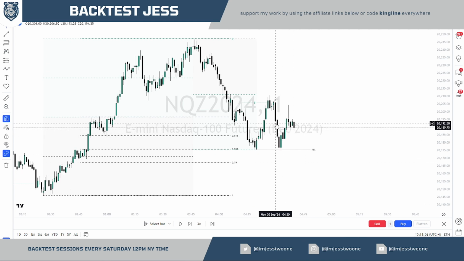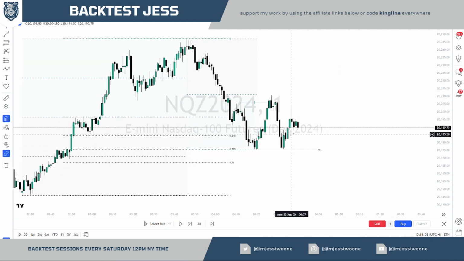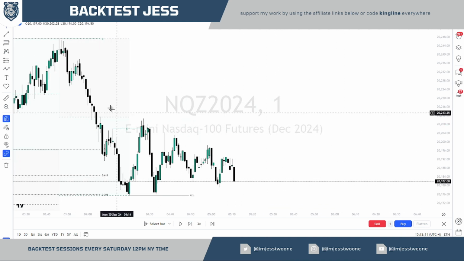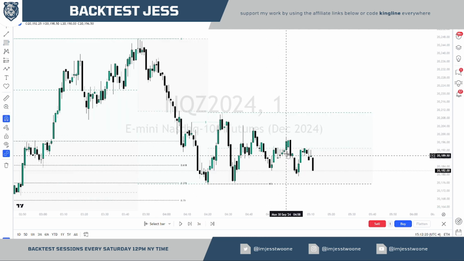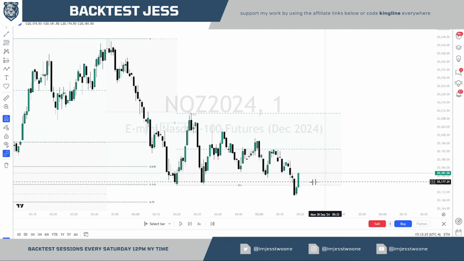We're now negating this bearish PD array. So we're just staying in this range so far. Every time we get into premium, we come back into discount. All right, we finally break the low.